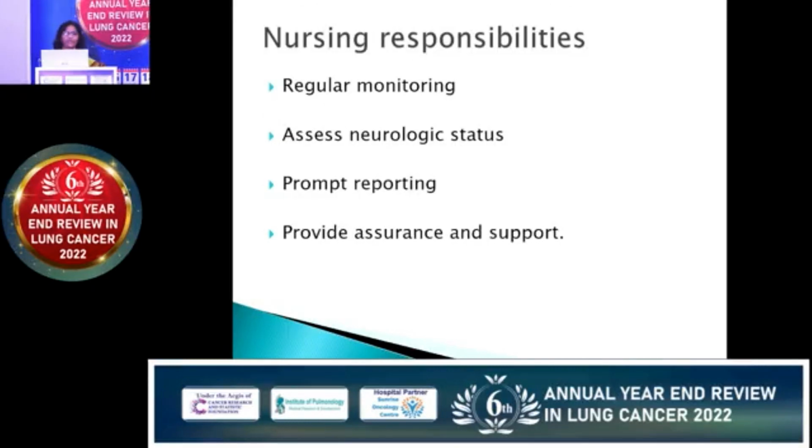Nursing responsibility. As we all are nurses, when the patients come post-procedure to our department, we should do regular monitoring of the vital parameters, assess their neurological status, check for the consciousness, how much they are able to answer your questions. Then if you find anything abnormal, there should be prompt reporting to the treating physician so that prompt actions can be taken. Provide assurance and support to the patient as well as to the family members because they are in distress.